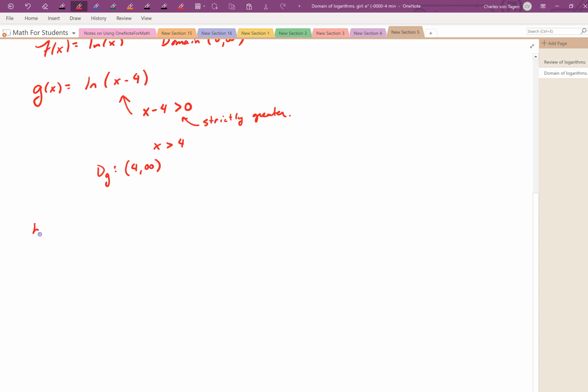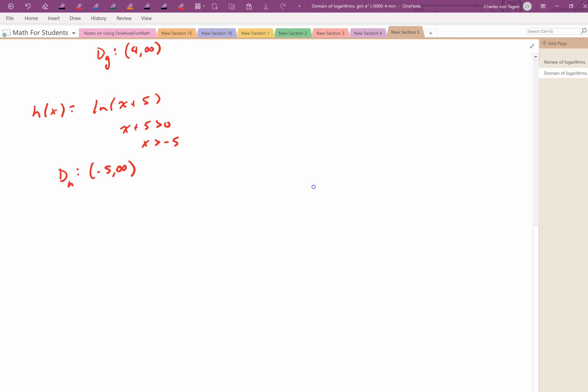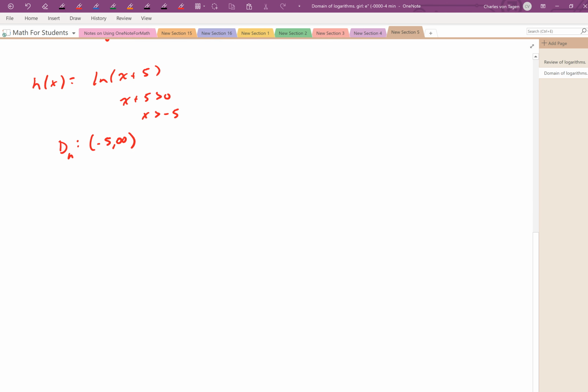Okay, let's just do one more like that. If I give you h of x is equal to the natural log of x plus 5, if we set the argument to be strictly positive, then we get that x must be strictly greater than negative 5. So the domain of h would go from negative 5 to infinity. Okay. Let's do two more then. They'll both be a little more challenging.